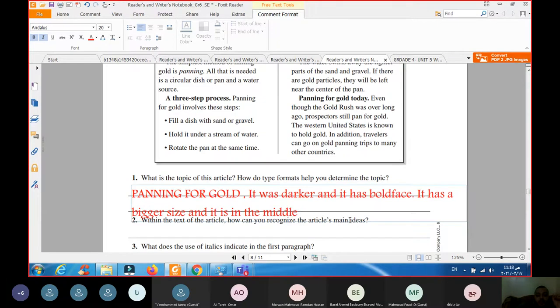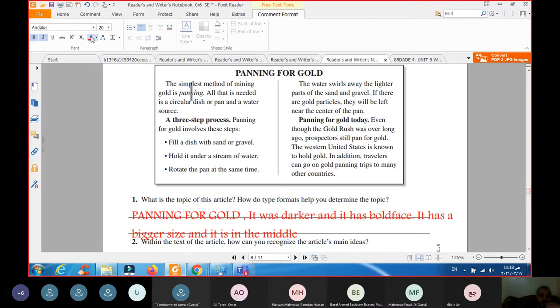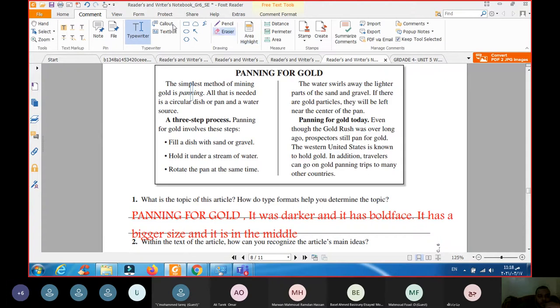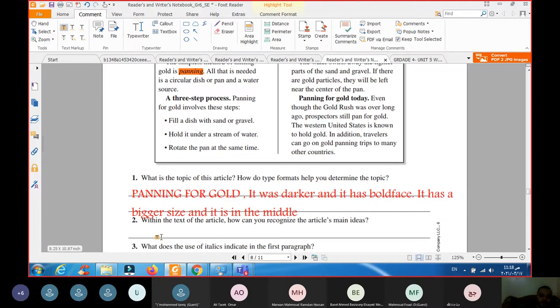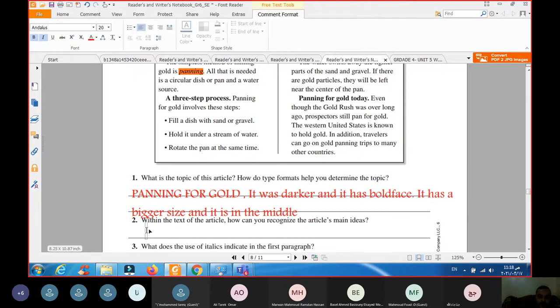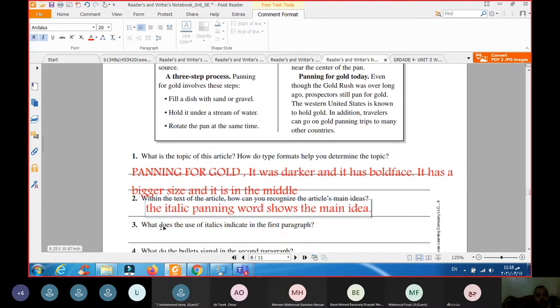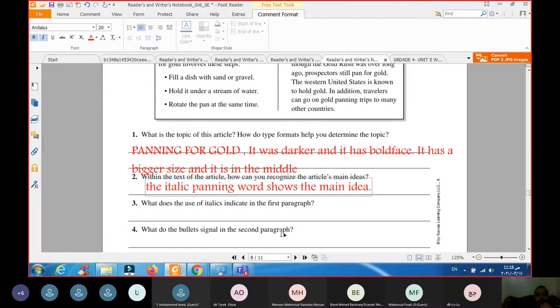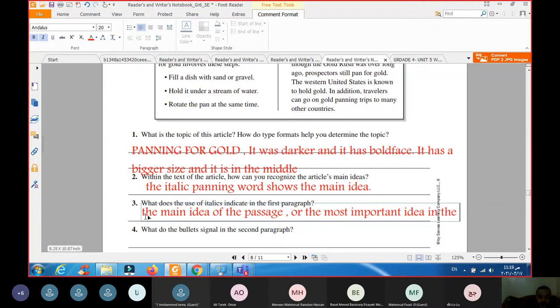Within the text of the article, how can you recognize the article's main idea? I think from the italic way. Look here. From the italic panning word, it shows the main idea. Number 3: what does the use of italics indicate in the first paragraph? It indicates the main idea of the passage, or the most important idea in the passage.